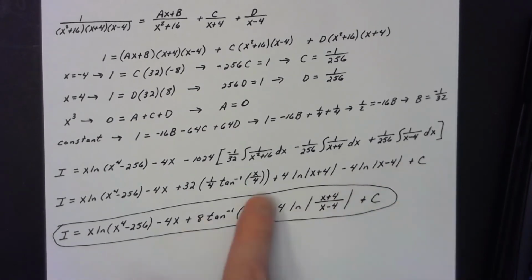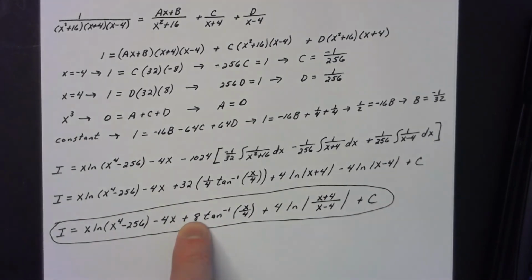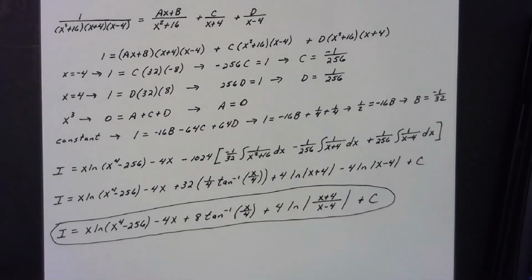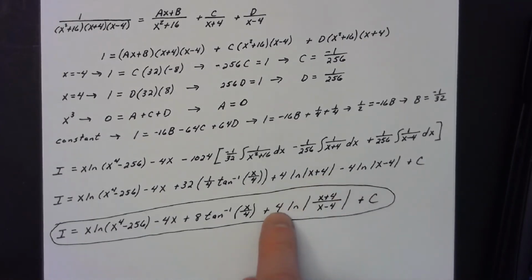All I did in this last step was clean up that answer, the 8 inverse tangent that I was talking about just a moment ago. And then the last one, I condensed my two logs. Sometimes Achieve will condense, sometimes they won't. I chose to condense in this case. I could call that 4 natural log of the absolute value of (x plus 4) over (x minus 4), plus C.